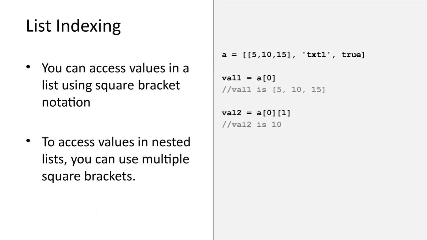To access values in a list, you use square bracket notation, with the index in the bracket. When lists are nested, you can create a chain of square bracket indexes. Try to see if you can follow the two examples in this slide.